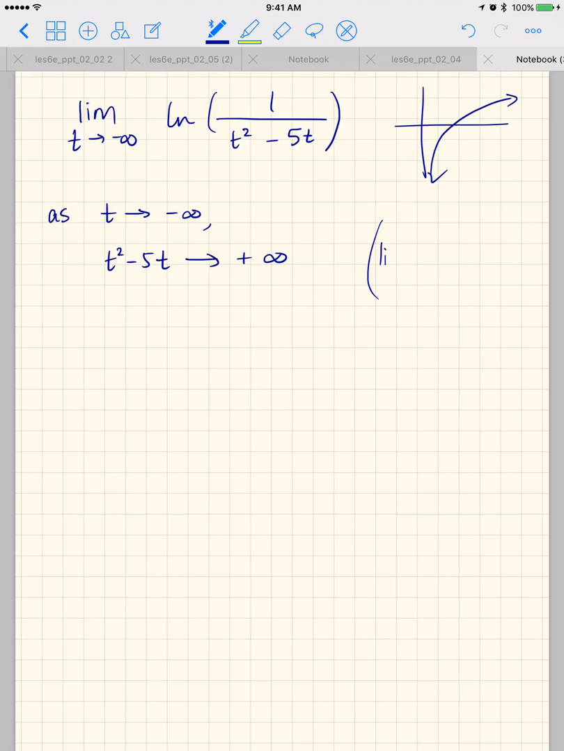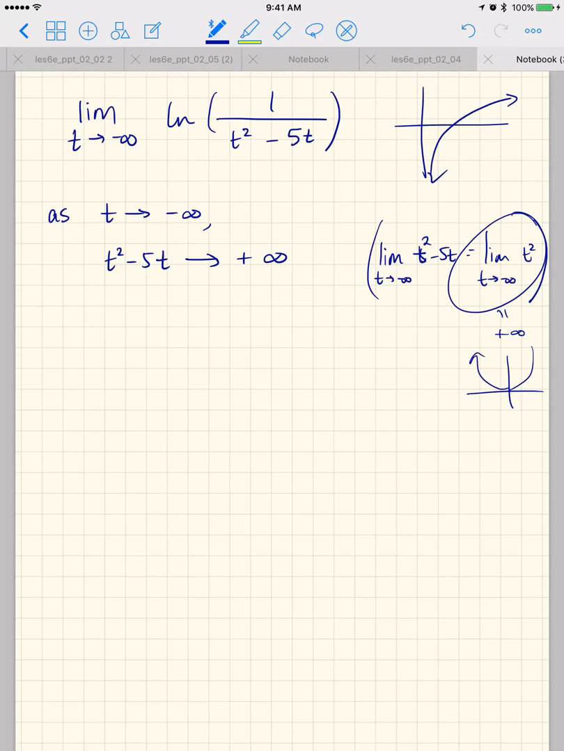Because think about it in terms of the fact that we had from class. Limit as t goes to negative infinity of t squared minus 5t is the same as the limit as t goes to negative infinity of t squared, right? And the limit of t squared as t goes to negative infinity, this limit is equal to plus infinity, right? So t squared is just going to be a parabola, right? And as t is getting really negative, t squared is just getting really, really big, positive, okay? So as t goes to negative infinity, t squared minus 5t is going to plus infinity.